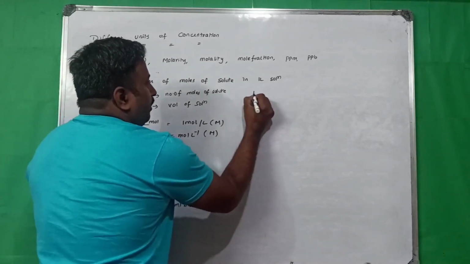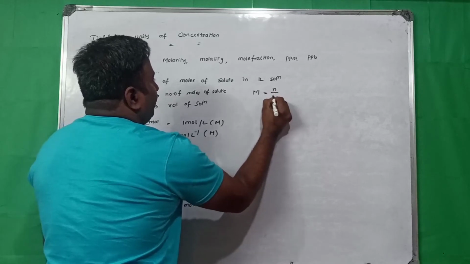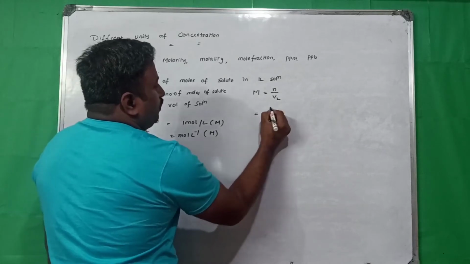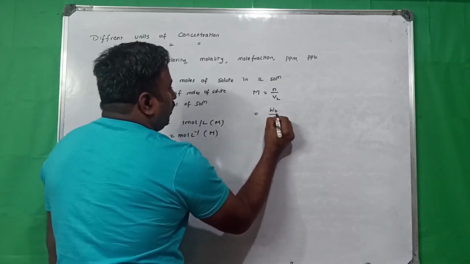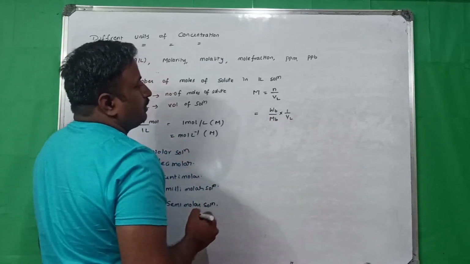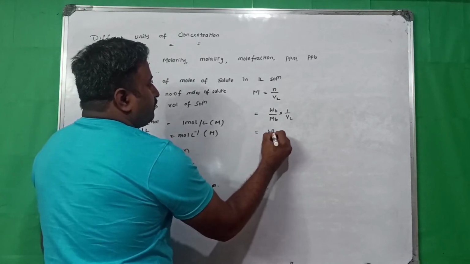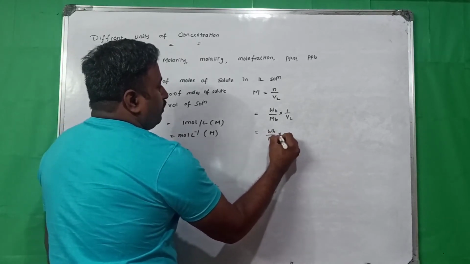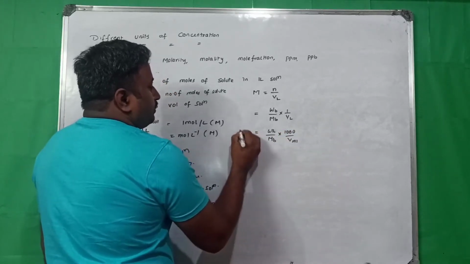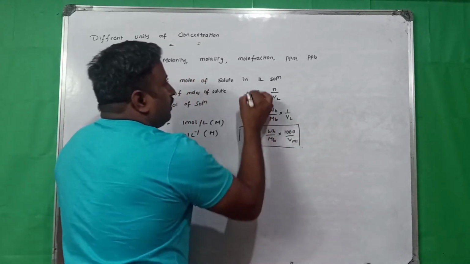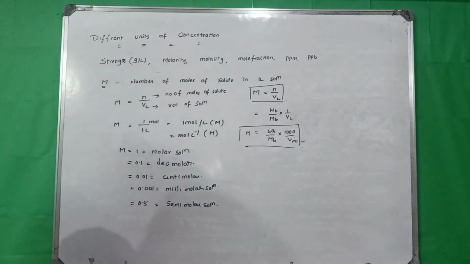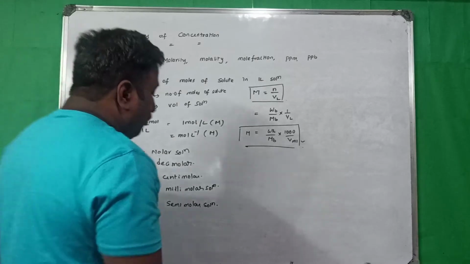Now M is equal to N upon V in liters. What is N? Number of moles of solute. Number of moles of solute is nothing but weight of solute upon molecular weight of solute into 1 by V in liters. It can also be written as weight of solute upon molecular weight of solute into 1000 by V in ml. So this is molarity. Sometimes we use this formula and sometimes that formula to calculate. Now let us solve a few questions based on molarity.